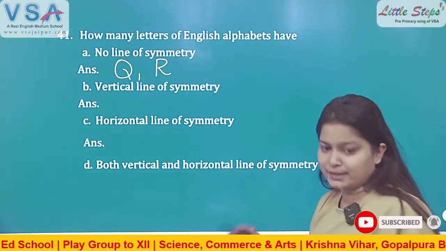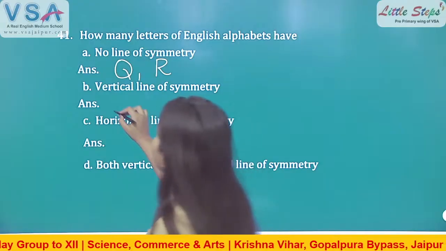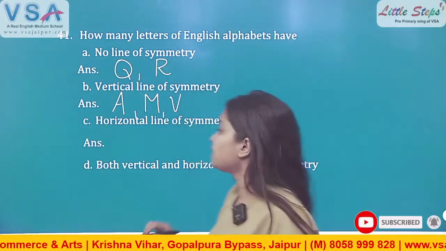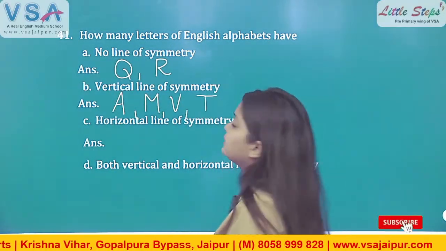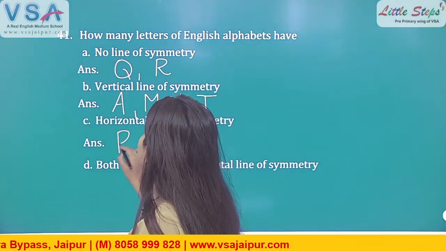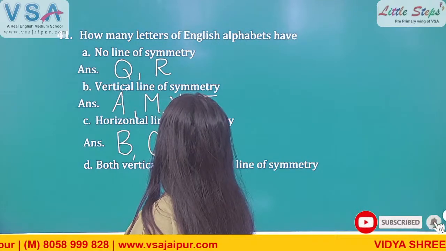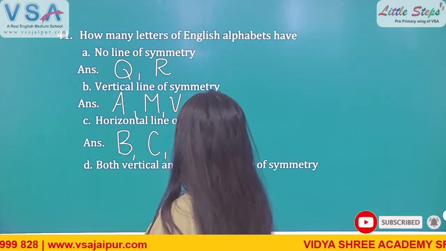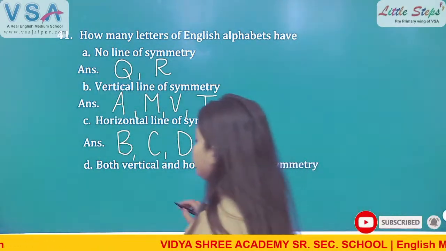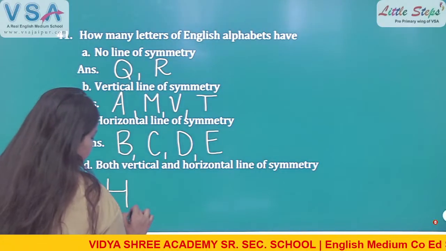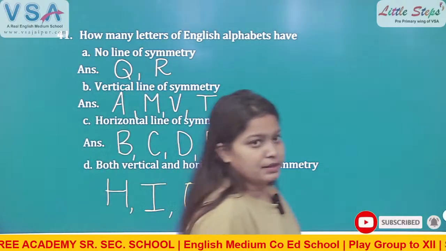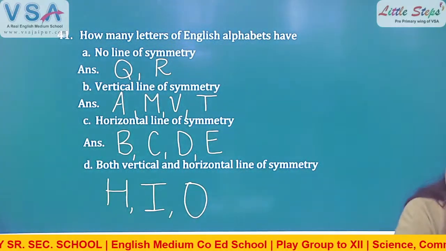Then moving on to vertical line of symmetry. Vertical line of symmetry we have in A, then we have in M, we have in V. These are the alphabets. In T also we have vertical line of symmetry. Next, horizontal line of symmetry we have in B, C, D, and E. Lastly, both vertical and horizontal line of symmetry will come in the alphabet H, I, and O. This is the simplest question of the chapter symmetry.